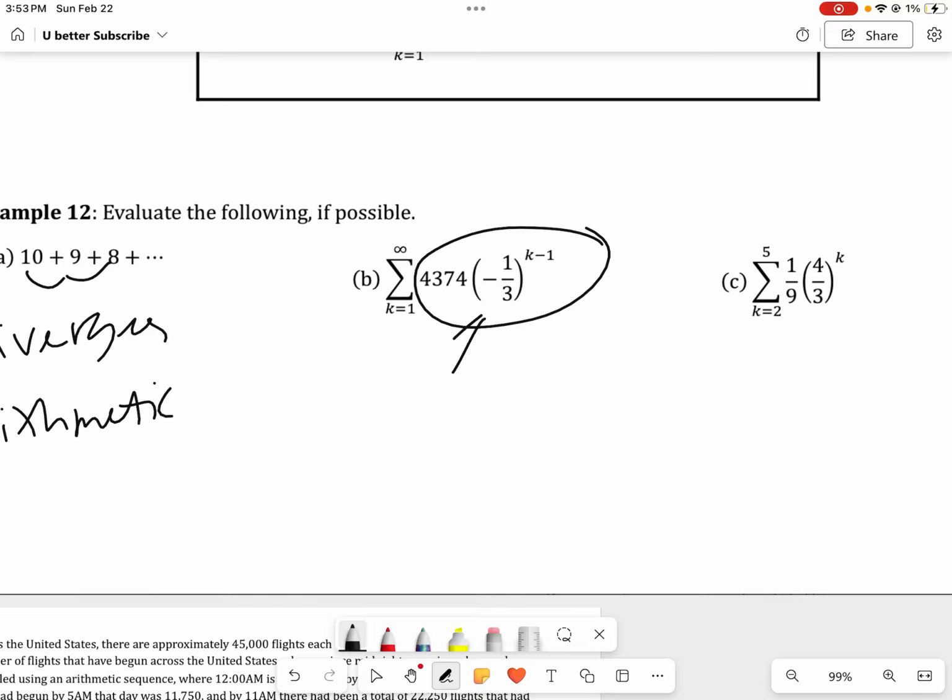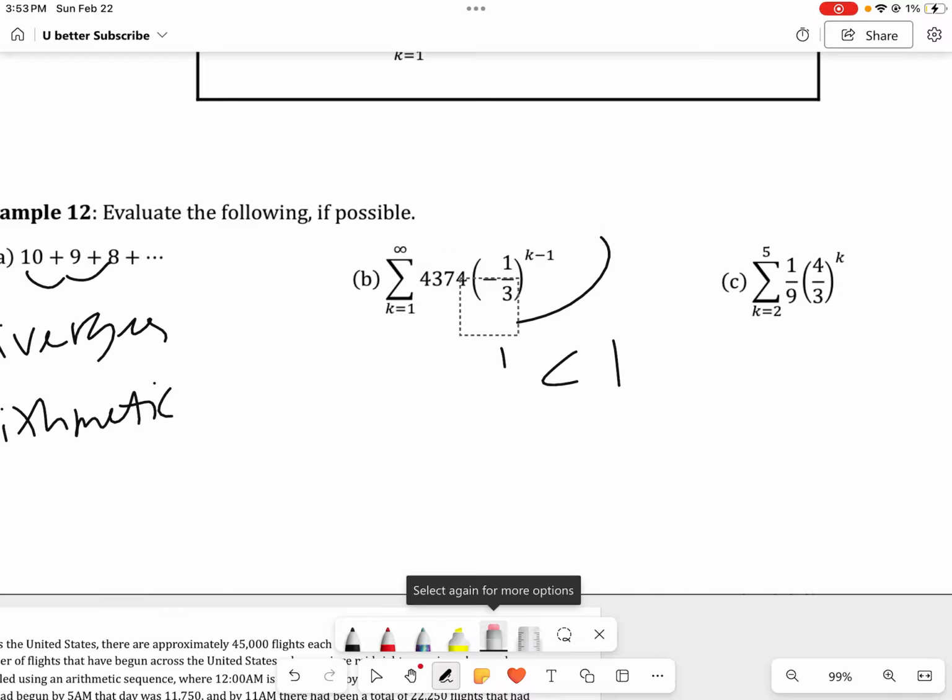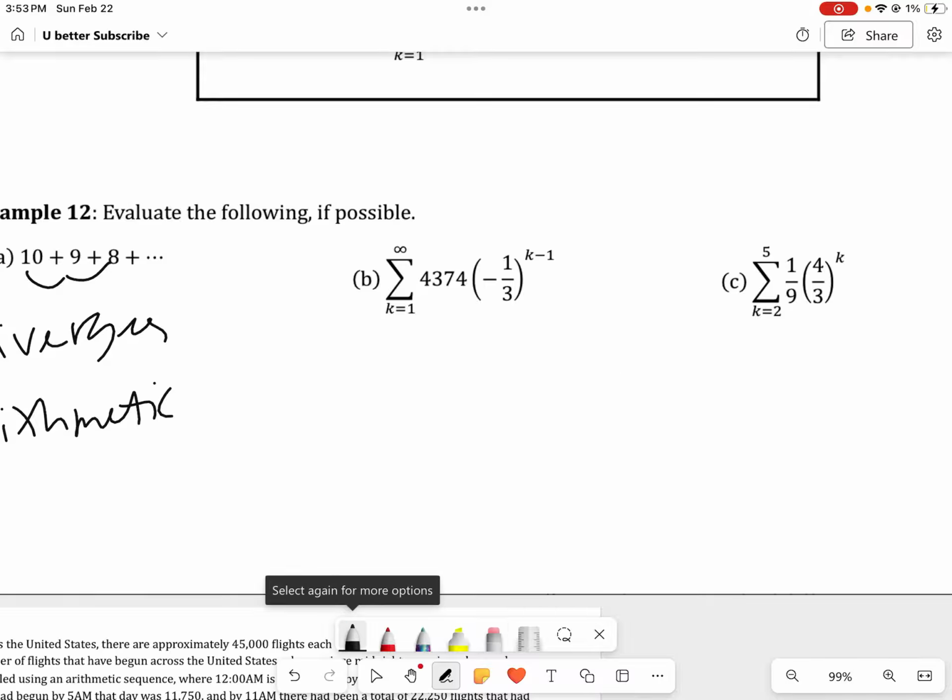So you know that the r value is negative 1/3. So positive, that is just going to be 1/3 absolute value, and that's less than 1. So this one actually converges. And I guess it wants us to evaluate either way. So all you have to do is plug in a value for k, which is just 1, so it's going to be 4,374, and that's to the power of that value, and that's obviously going to be on the bottom because it's going to be raised to that.